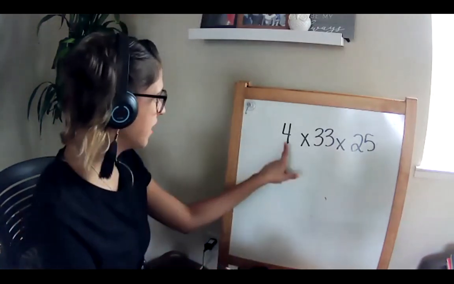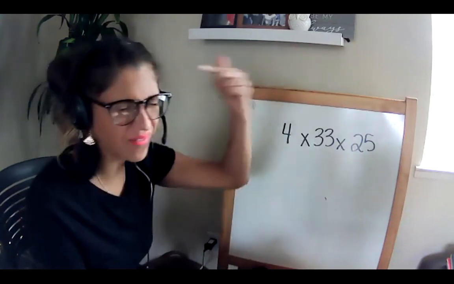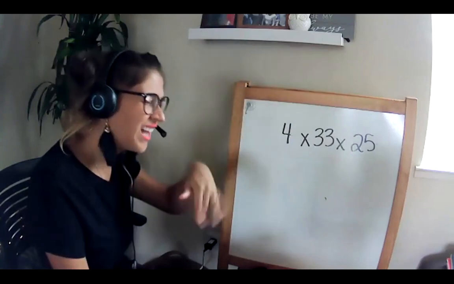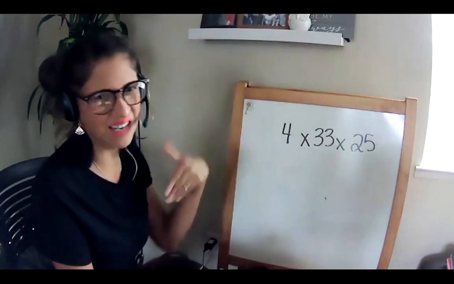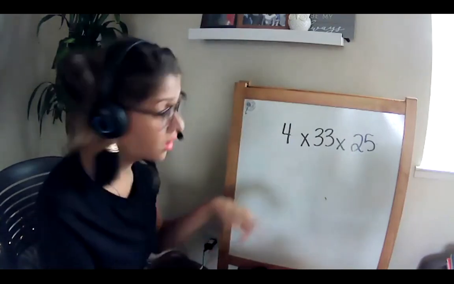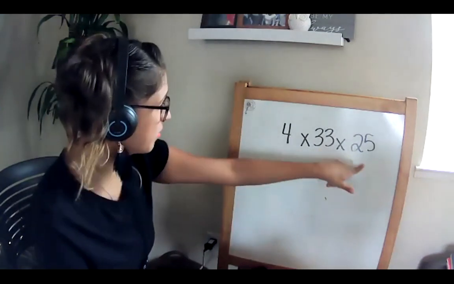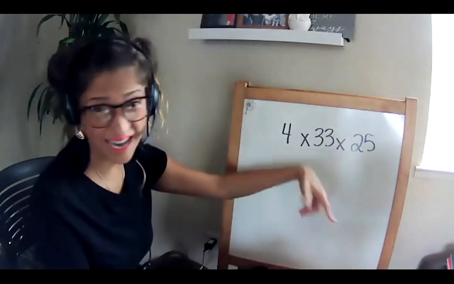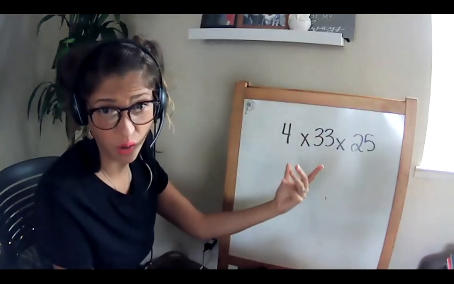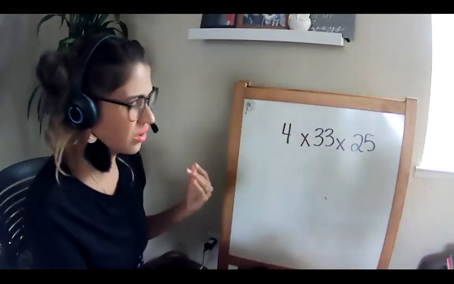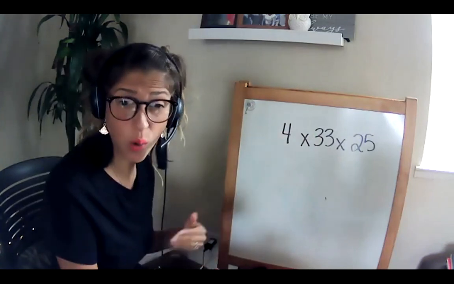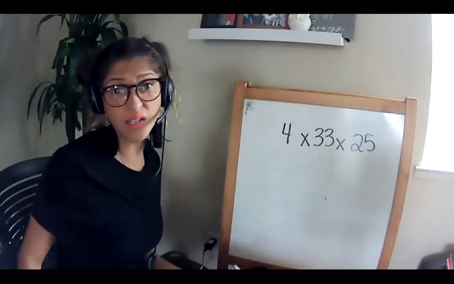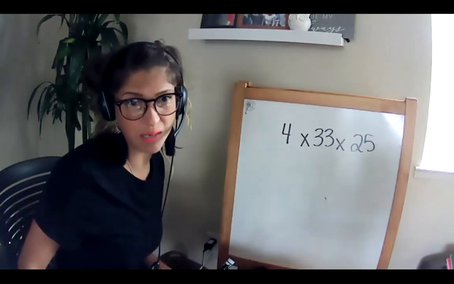When I'm looking here, 4 times 33, I'm going to have to do some sort of multiplication where I'm carrying over and adding, and there's going to be steps. Nah, not for me. 33 times 25, nah, not for me. I can't do that quickly in my head. Do you see any two factors that I could combine quickly in my head without having to do all of these steps? Because I'm lazy.